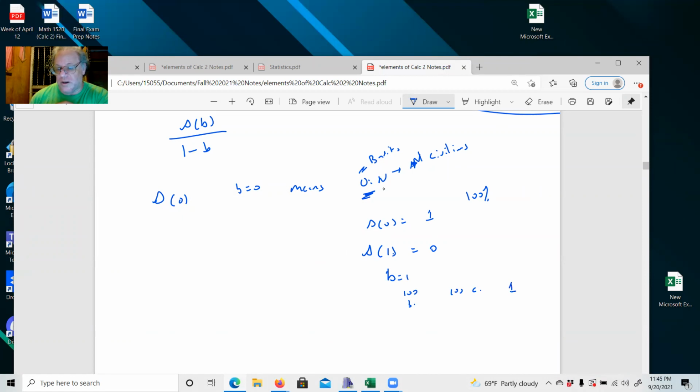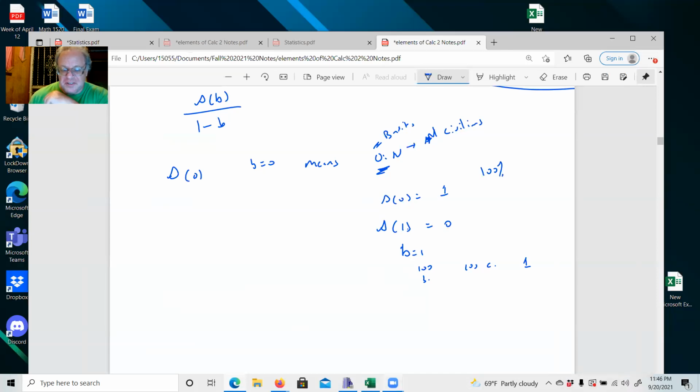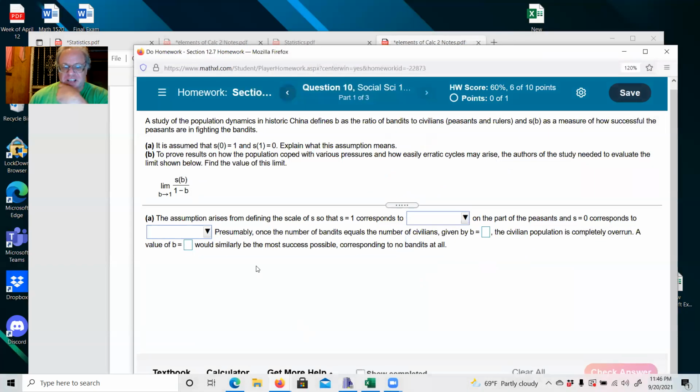We have a ratio of 1, and we're saying that in an even fight, bandits are going to absolutely slaughter the civilians. And I suspect that would be the case with vampires too. If we had as many people as we had vampires, there wouldn't be a lot of people left. Zombies, same thing, right? So that's what they're saying there.